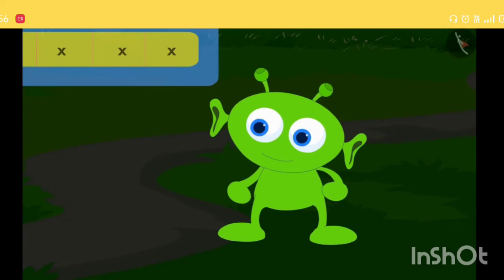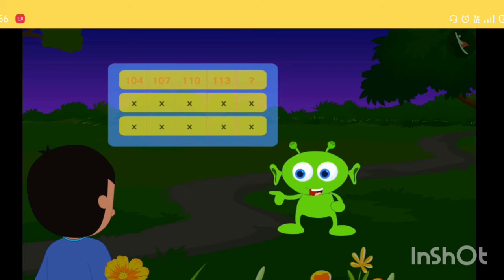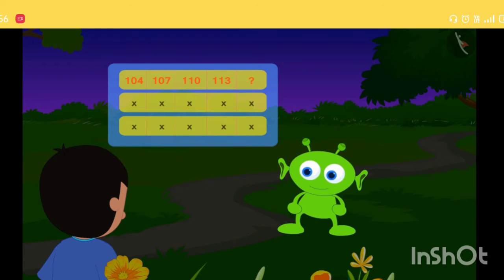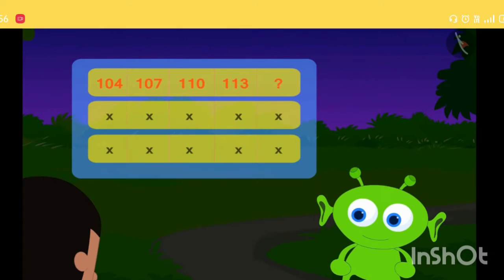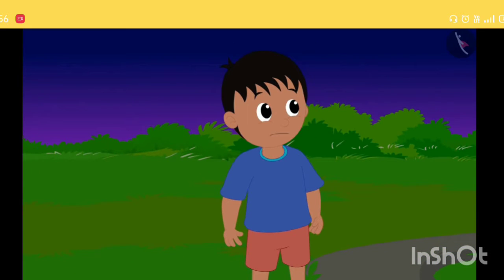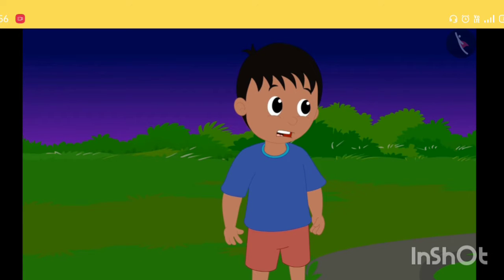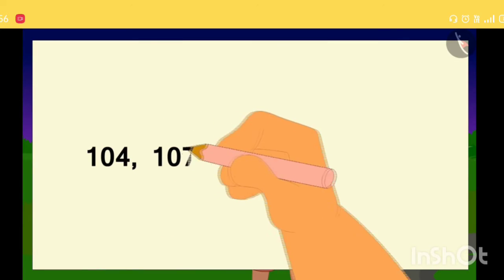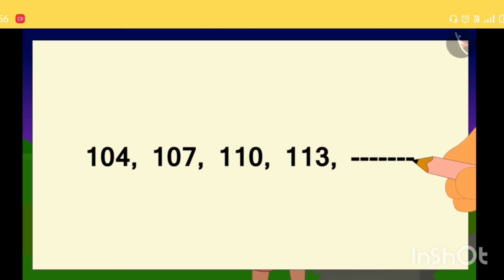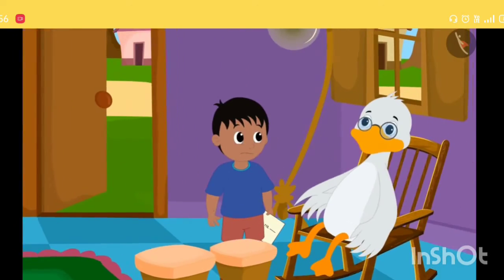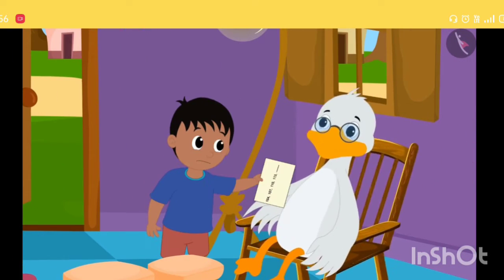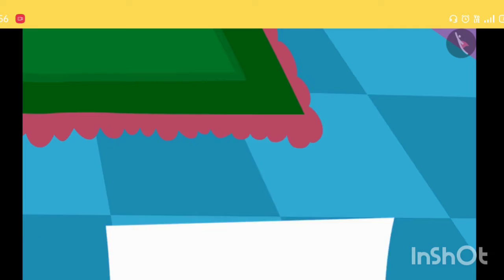The alien from the flying saucer said to Raju, "This is my first code. This is a strange code." Raju wrote the code on a paper and ran fast to Big Mouth Duck Uncle in search of the answer.